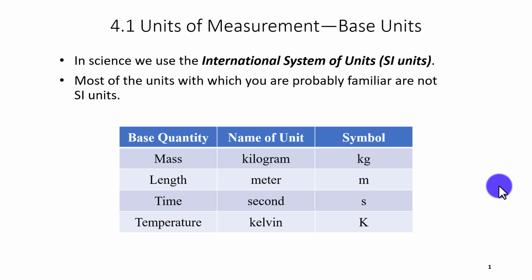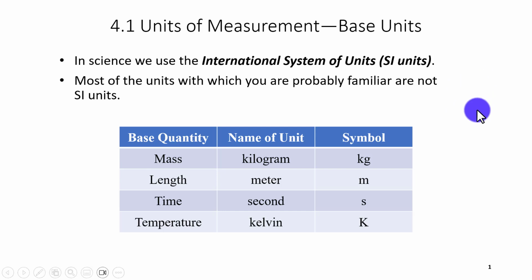In science in general, we use the International System of Units, SI units for short. Obviously, this is a standardized system. It used to be that different countries had their own system of measurement and they were different, and it was difficult and cumbersome to convert from one to the other. And therefore, scientists got together and decided to use one standardized system for the measurements that we do.